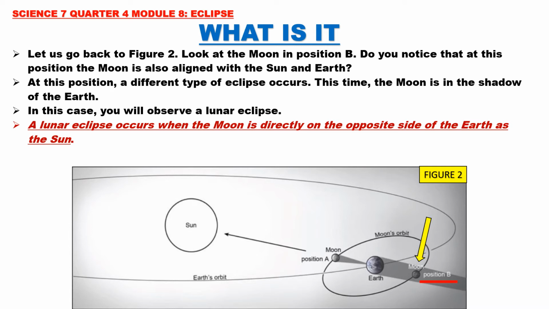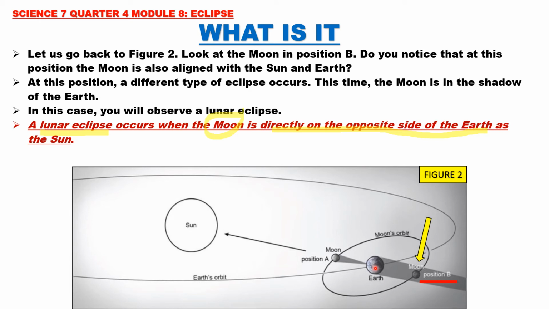A lunar eclipse occurs when the moon is directly on the opposite side of the earth as the sun. The moon moves in orbit around Earth. At the same time, the earth orbits the sun. Sometimes, Earth moves between sun and the moon. When this happens, Earth blocks the light from the sun that normally is reflected by the moon. This sunlight is what causes the moon to shine.